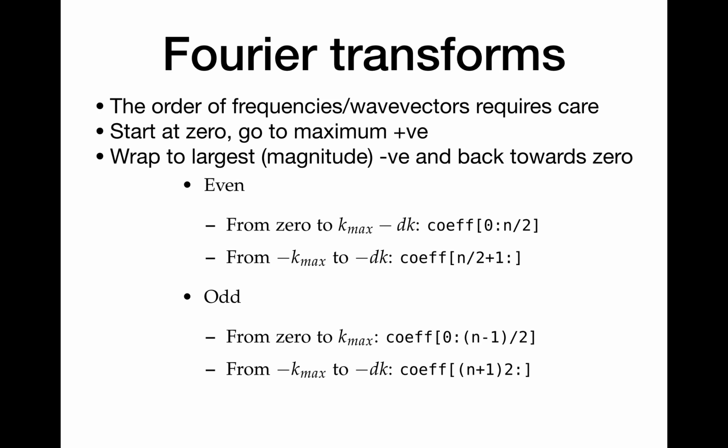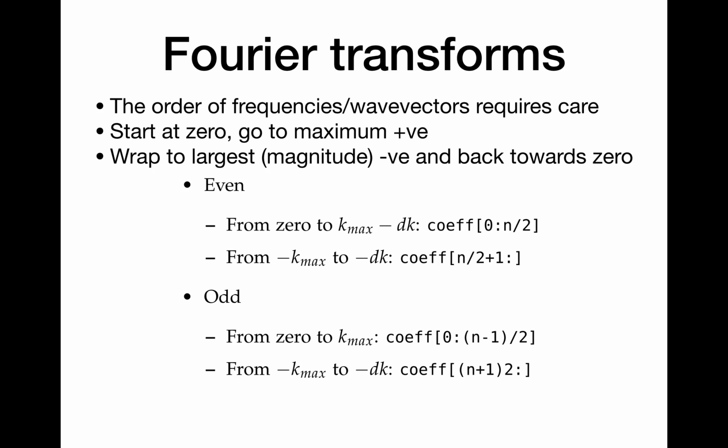So you can see in the text at the bottom there, it depends on whether you've got an even number of points or an odd number of points. For an even number of points, the first n over 2 coefficients cover the wave vectors from 0 up to k max minus dk, and then the rest of the wave vectors go from minus k max up to minus dk.